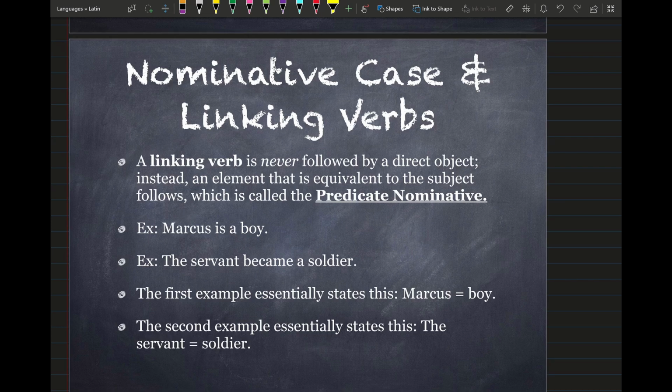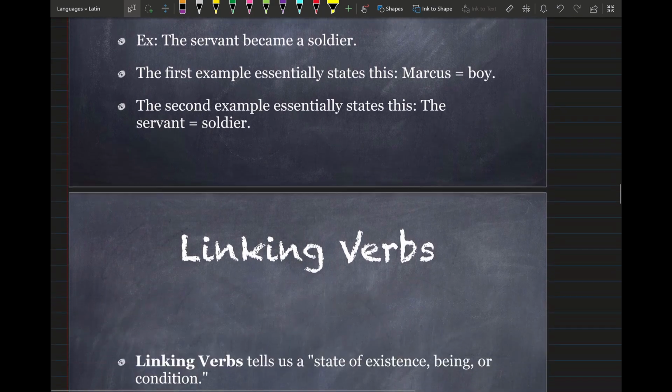Next sentence. The servant became a soldier. Again, we have became as the linking verb. On the first part of it, you have the servant, which is the subject, and later on, you have the predicate. The first example essentially states this: Marcus equals boy. All it is saying is that this is what Marcus is. The second example essentially states this: the servant equals soldier.